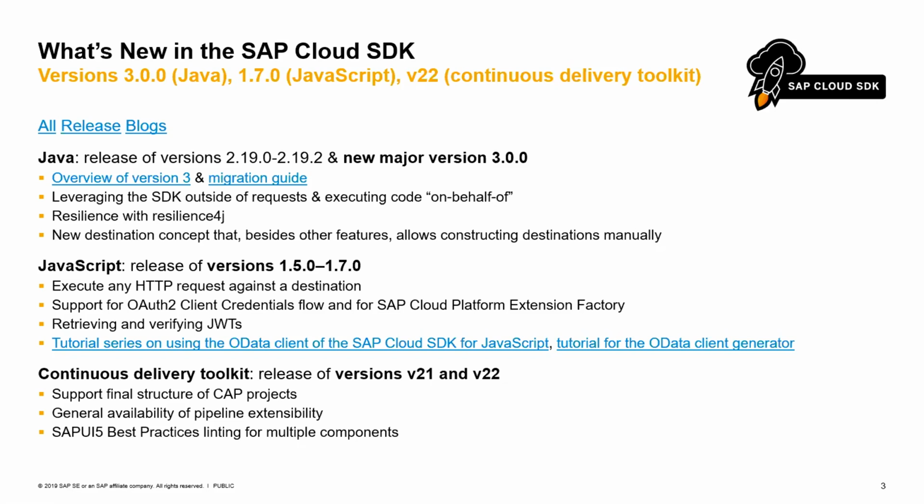A few of those listed here. For example, it's easier to leverage the SDK outside of requests, for example, in background jobs, when we're reacting to events and messages, when executing background tasks, scheduled tasks, etc., and also executing code on behalf of certain users, tenants, etc. All that got much easier through the modernization of the SDK for Java with the version 3 that we've introduced.